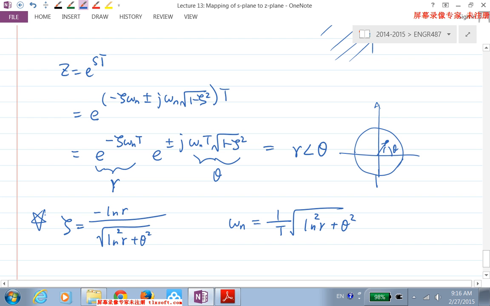I think I'm going to stop here. There's one example we'll go over in the next lecture, and then we'll also look at all the special curves in the s-plane: how they would be mapped into the z-plane, and what they would look like. Any questions?